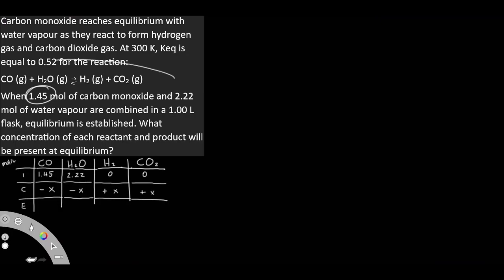You should have already realized at this point that this is all balanced. If it's not balanced, obviously you got to balance it out, but in our case, it's quite balanced well. Next, we're going to be looking at our equilibrium, okay, which means we're just going to add all of this up, so we end up just getting 1.45 minus x. We're going to do the same thing over here, 2.22 minus x, and then we're just going to be putting our plus x's over here.